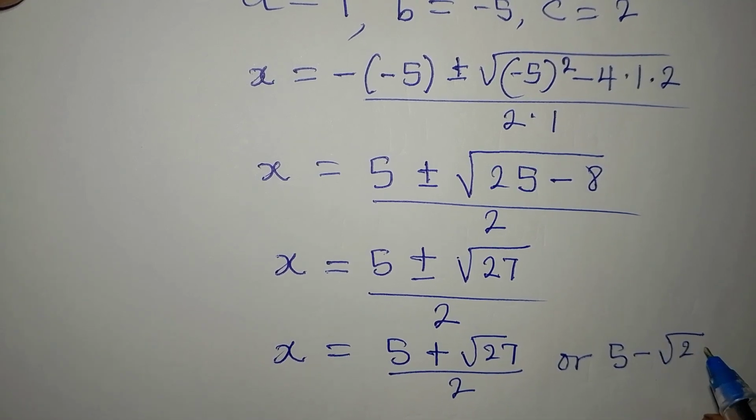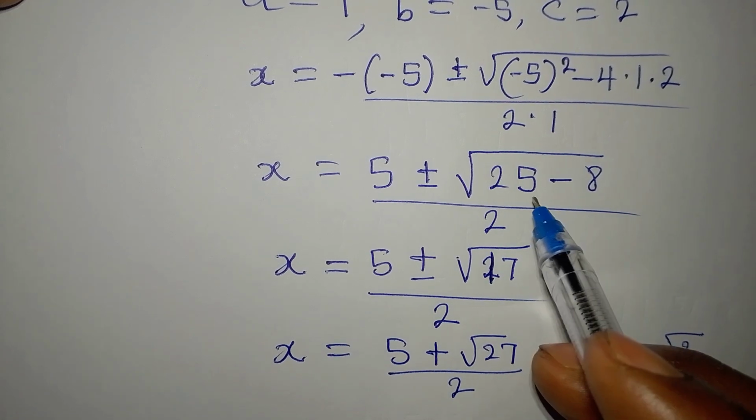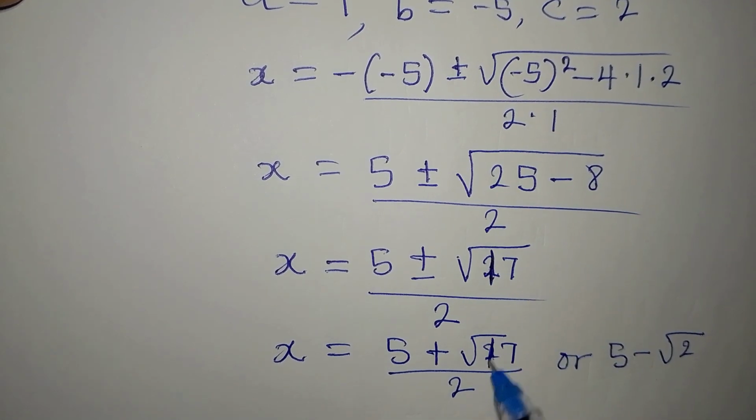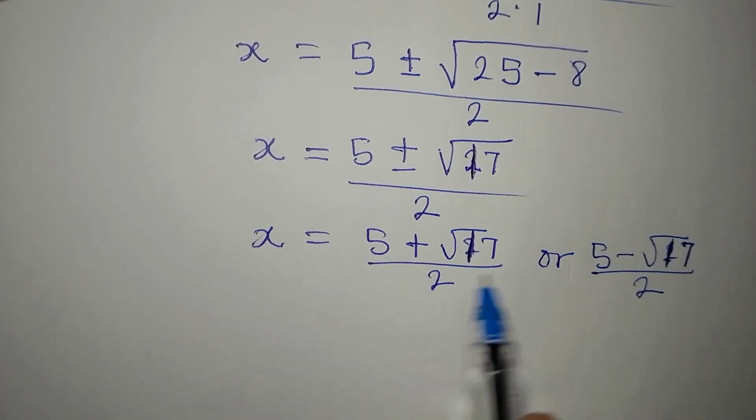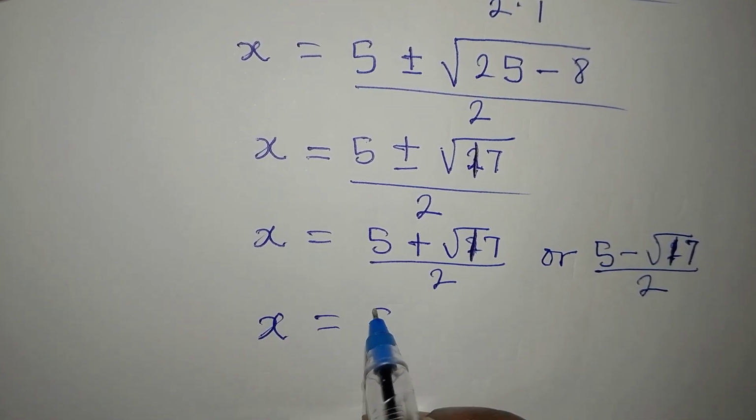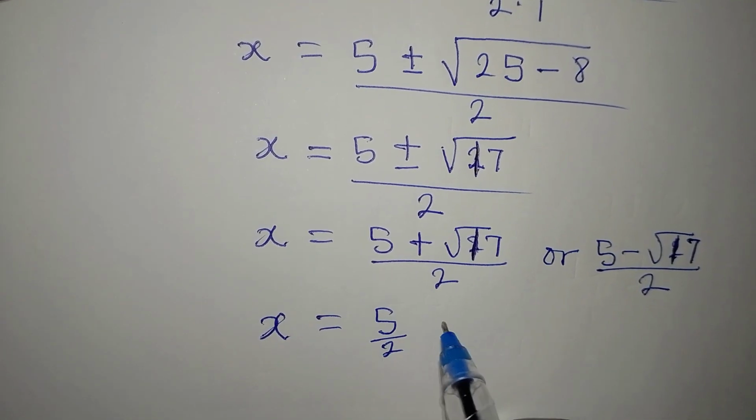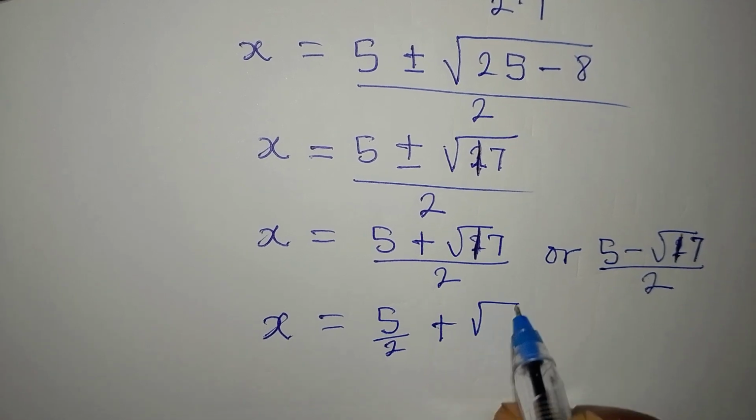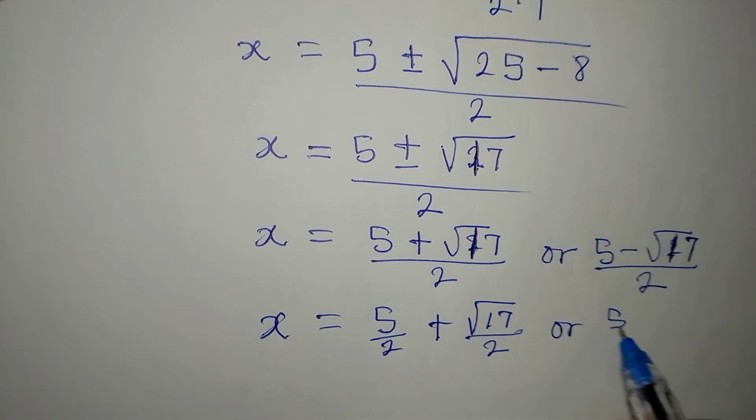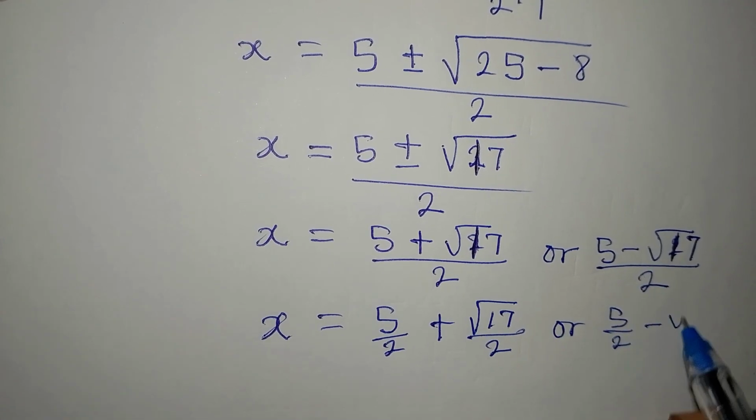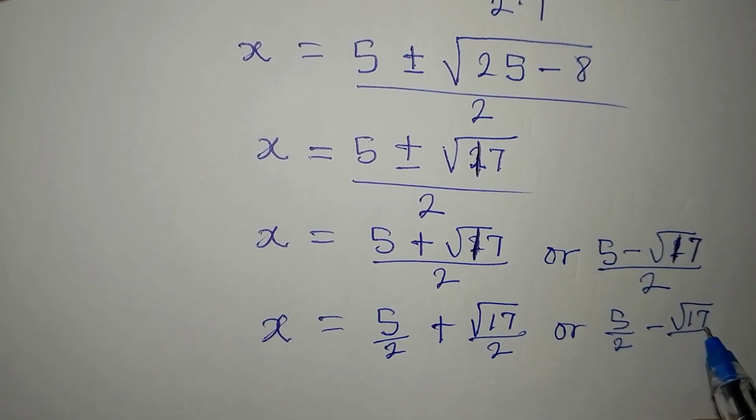square root of 27. Okay, how did I get 27? It's 17. 25 minus 8 is 17. This is 17. This is 17. Then we divide by 2. By the way, I can still simplify this. So I have x to be equal to 5 over 2 plus square root of 17 over 2, or 5 over 2 minus square root of 17 over 2.